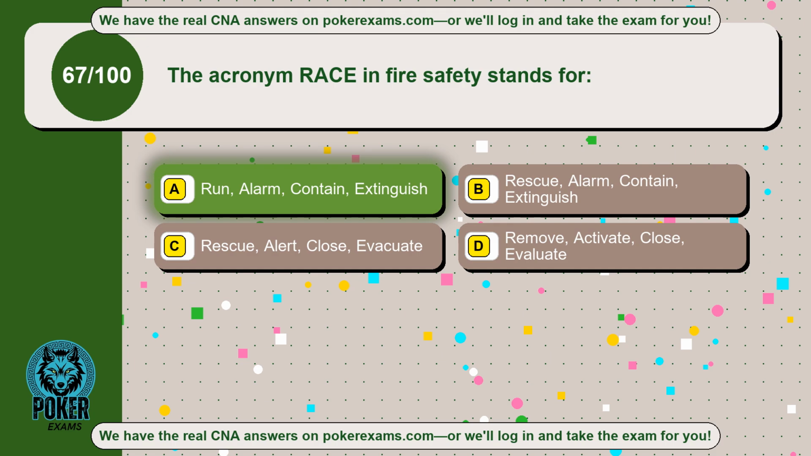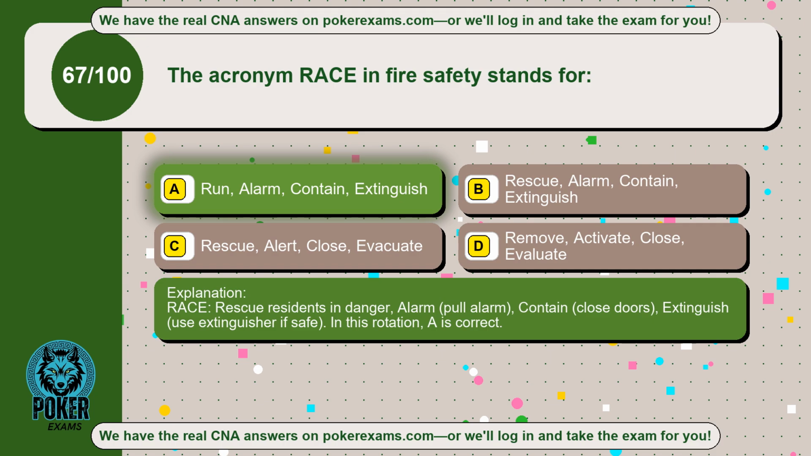Run, alarm, contain, extinguish. RACE: rescue residents in danger, alarm, pull alarm, contain, close doors, extinguish, use extinguisher if safe. In this rotation, A is correct.